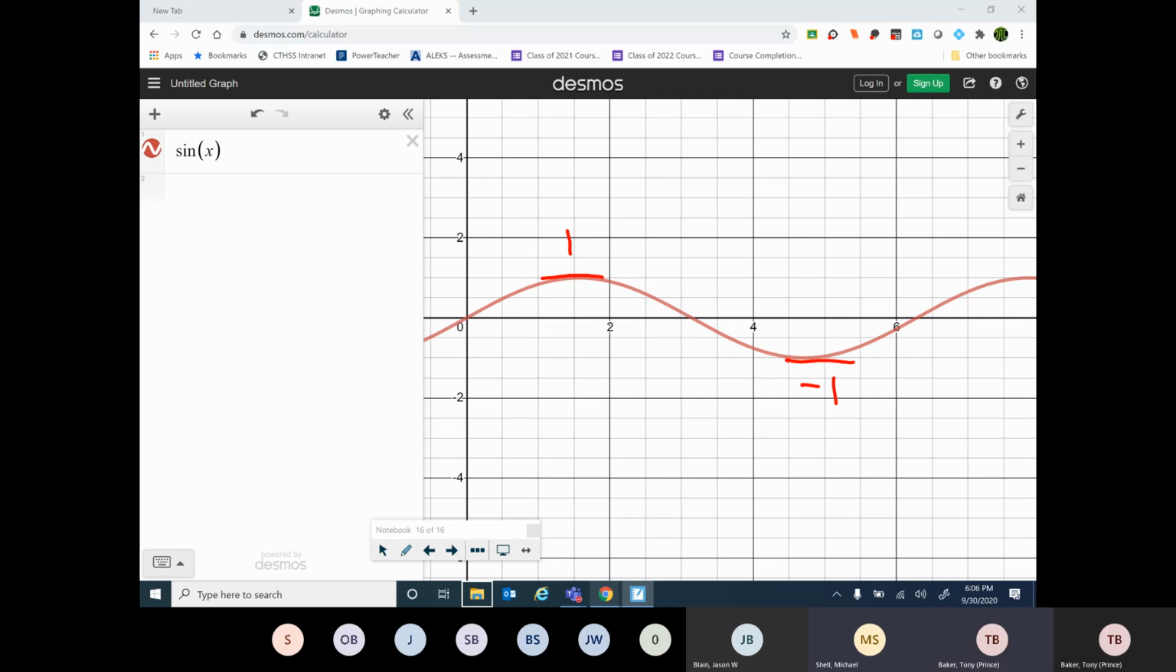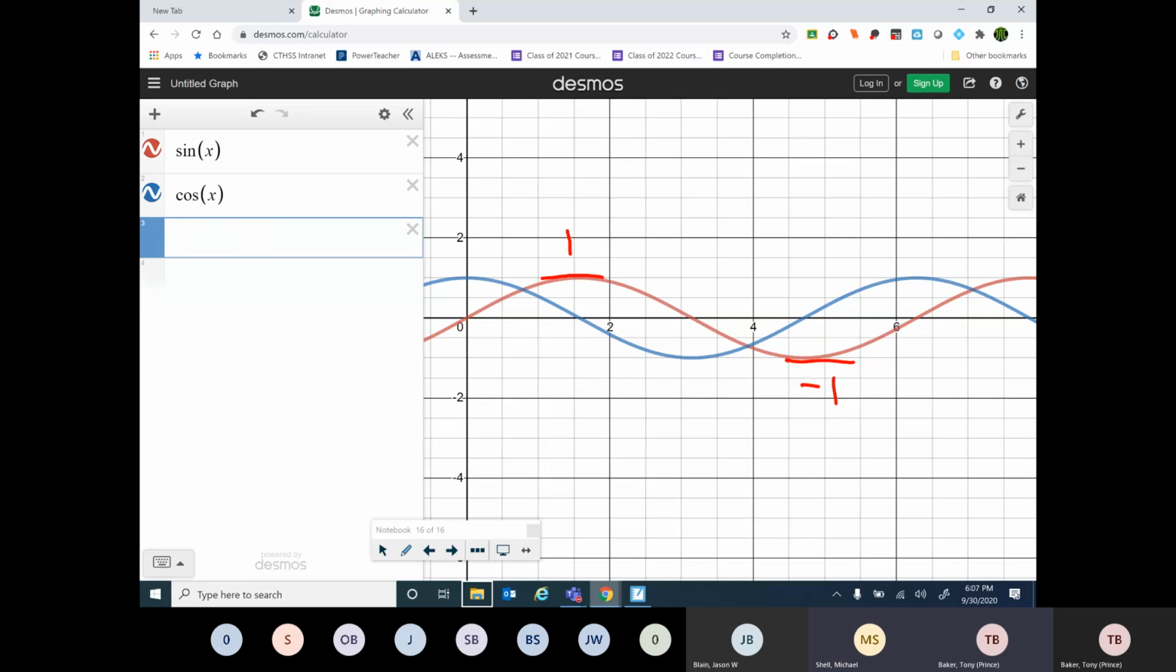Now, if we look at cosine of x, you're going to notice something very similar. Cosine of x is actually the same shape, it's just shifted. So cosine of x and sine of x are very similar in their functions. And again, the domain is all real numbers, and the range goes from -1 to +1.